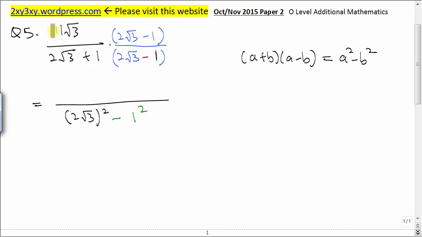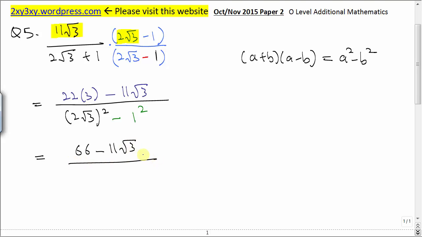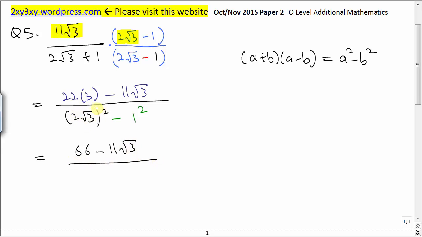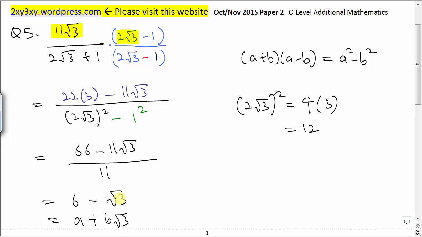Now let's simplify the numerator. This expression multiplied by this expression will give us 22, square root 3 multiplied by square root 3 will give us a 3, minus 11 square root of 3. Let's simplify this expression: 66 minus 11 square root of 3. For the denominator, 2 squared will give us a 4, square root of 3 squared will give us a 3, so this is 12. 12 minus 1 will give us 11. So 66 divided by 11 will be 6, and this part here will give us a square root of 3. So we have expressed this in the form required.